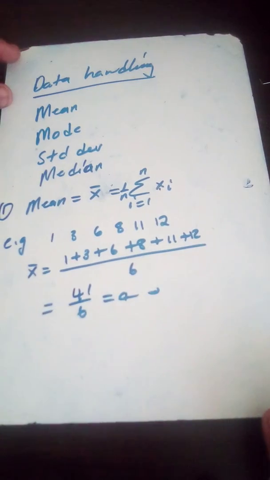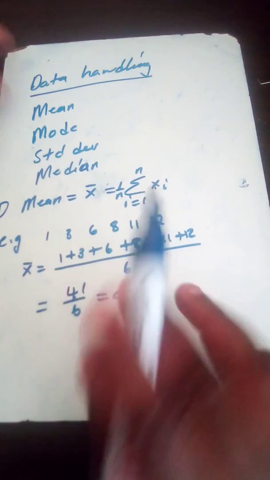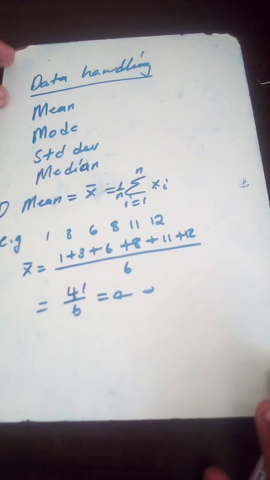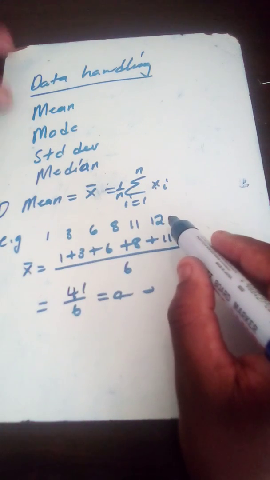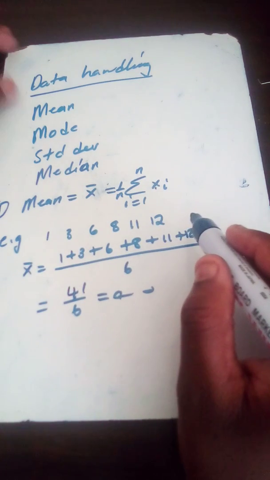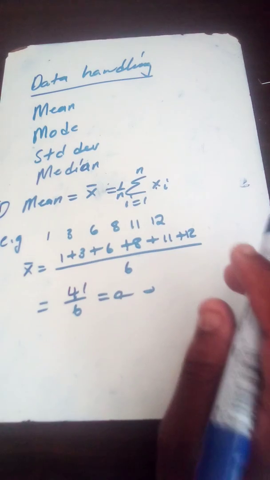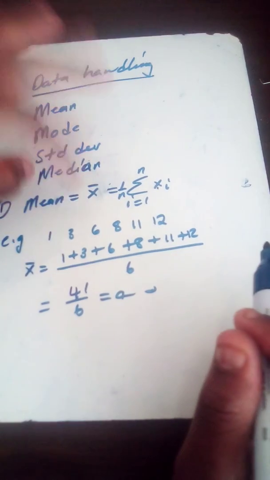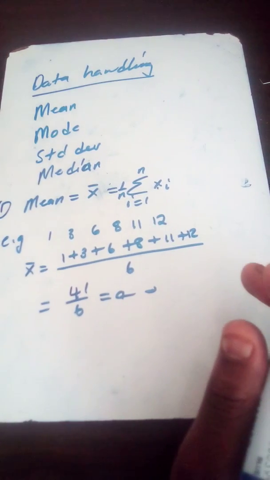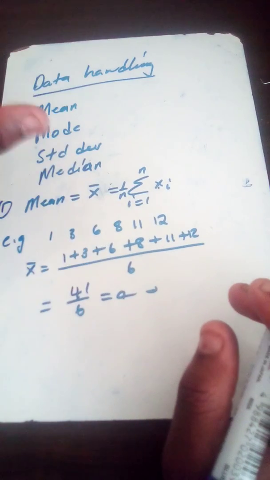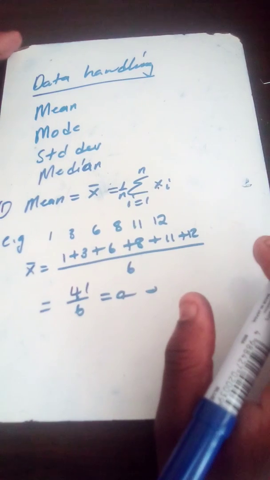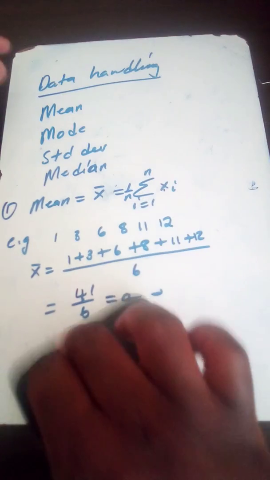But now, instead of just using this method I used, you can enter the numbers using your calculator, then press shift and go in there to check the x bar and the number of terms. But this is the standard method to get the mean if you don't want to use your calculator. So now let's go to the mode.